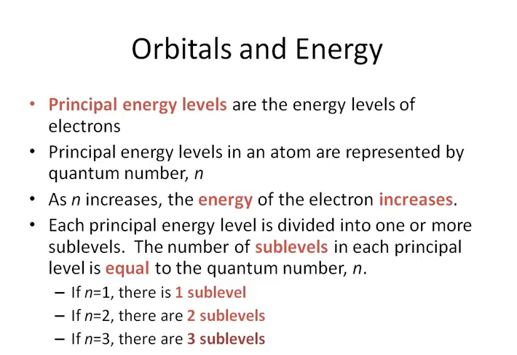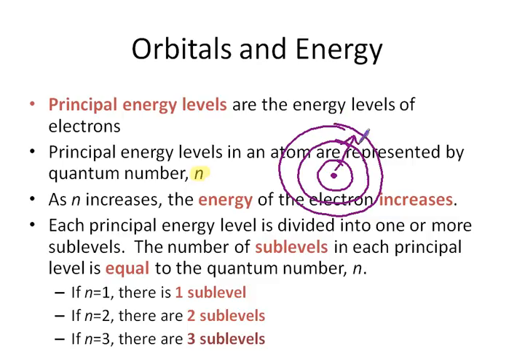Principal energy levels are the energy levels of electrons, and they are represented by the letter N, okay? As N increases, the energy of the electron increases. Just like we said in that Bohr picture, the further you got away from the nucleus, okay? If this is our little nucleus, the further out we get, the more energy there is. We increase energy that way, okay? As N increases, energy increases.